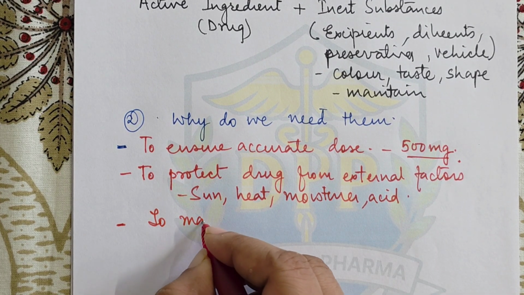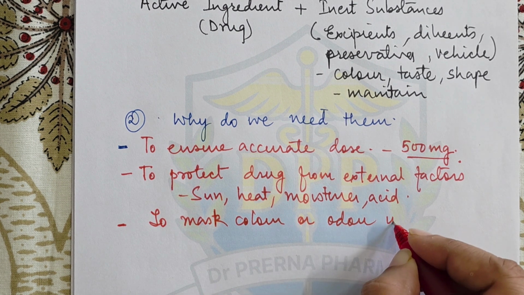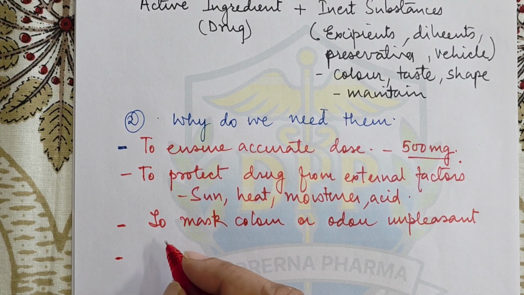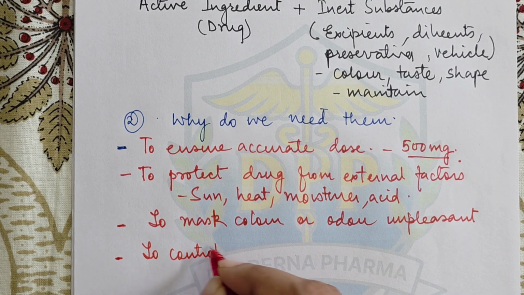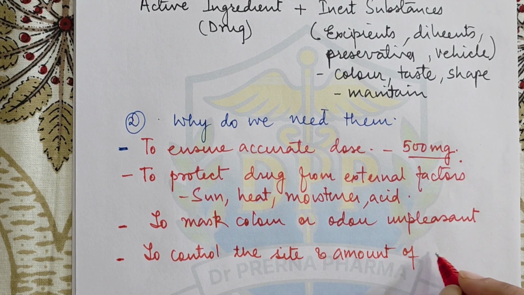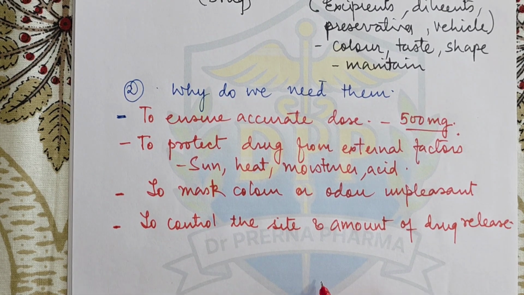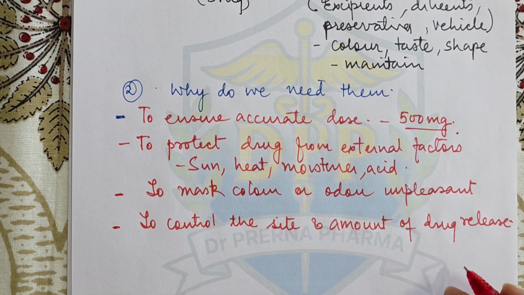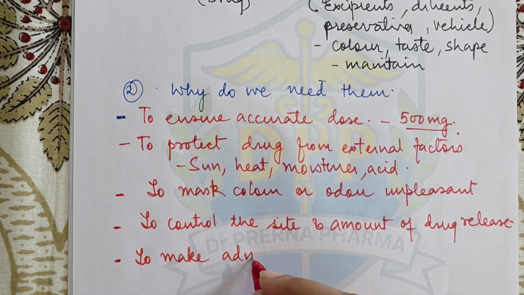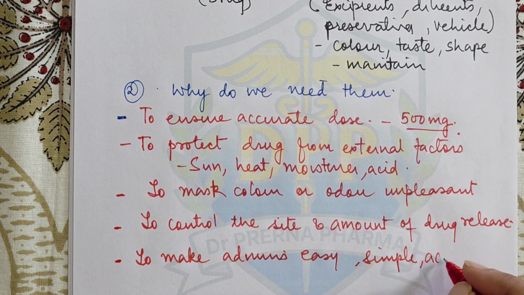Then to mask the color or odor if it is unpleasant, right? So for that we need it. Then to control the site and the amount of drug release. So sometimes some dosage forms are basically made as sustained release or controlled release. So why are they like that? Because they control the rate and the amount and the site of drug release. Then to make the administration easy, simple, and also acceptable to the patients.